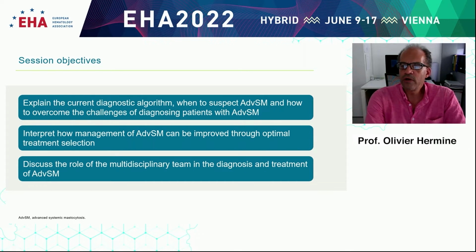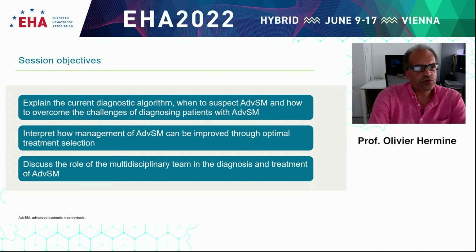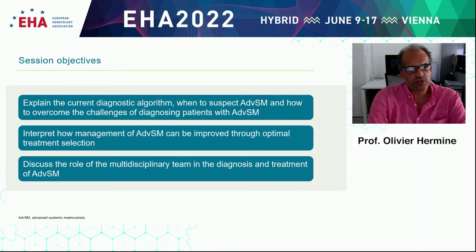So the aim of this session will be first to explain the current diagnostic algorithm, when to suspect advanced systemic mastocytosis, and how to overcome the challenges of diagnosing patients with advanced systemic mastocytosis. Then to interpret how management of advanced systemic mastocytosis can be improved through optimal treatment selection, and discuss the role of the multidisciplinary team in the diagnosis and treatment of advanced mastocytosis.